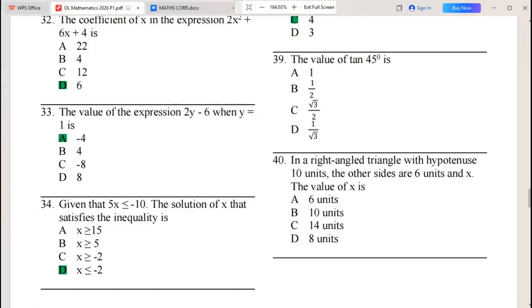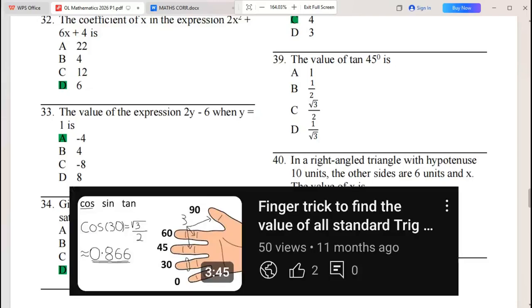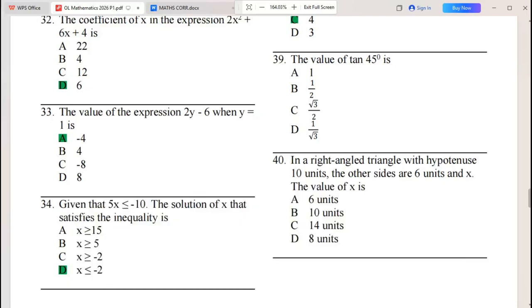Question 39. The value of tan 45 degrees is. Earlier on this channel I posted a video which explained how you could find the trigonometric value of every standard angle without ever needing a calculator. If you have not watched the video, this is the video here. You can search on the channel and watch it. It's very helpful. Using that same method, we can find out that tan 45 is equal to the square root of 2 divided by the square root of 2, which is equal to 1. And looking at the options, we have A, 1, as our answer.